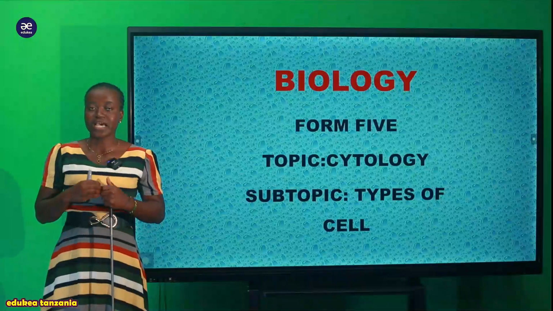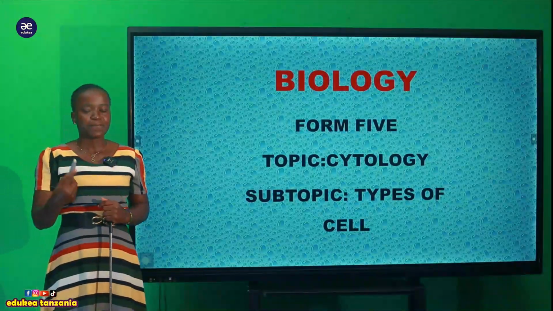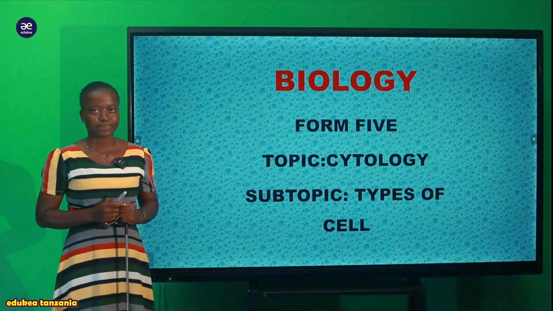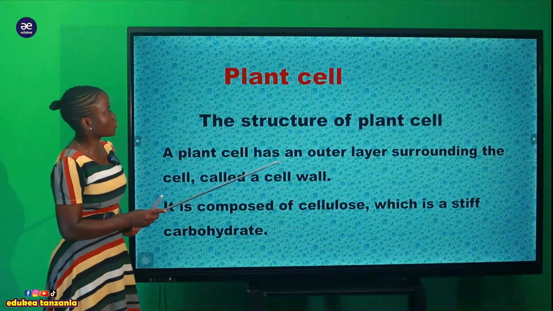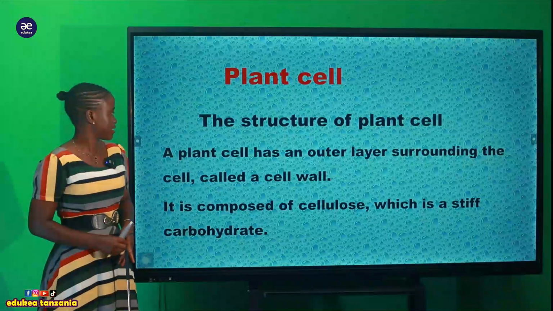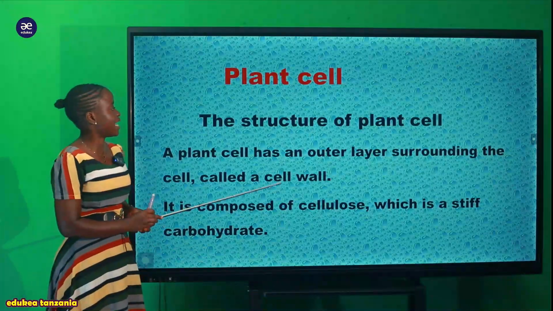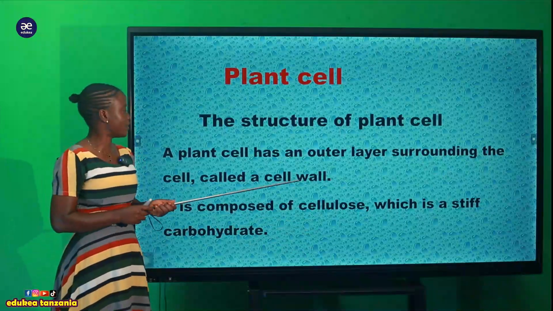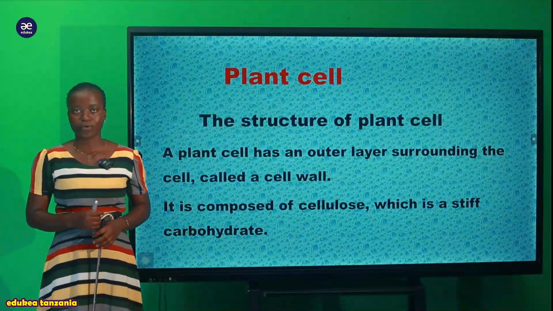So today, my students, you are welcome to this session whereby we are going to see the plant cell structure. So now, the structure of a plant cell. Simply, we can say that the plant cell has an outer layer surrounding the cell called the cell wall.